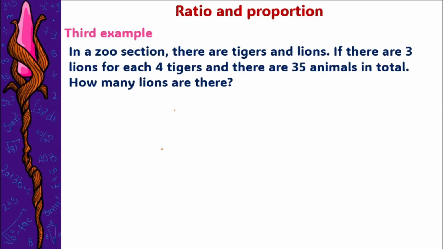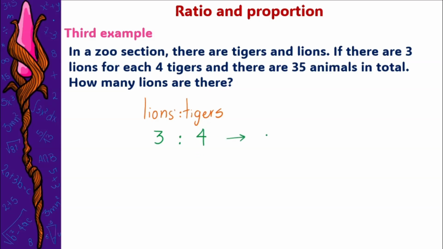Let's check this third example. It says, in a zoo section, there are tigers and lions. If there are 3 lions for each 4 tigers, and there are 35 animals in total, how many lions are there? Okay, so we can establish a ratio between lions and tigers. It says for each 3 lions, there are 4 tigers, so the ratio is 3 to 4.